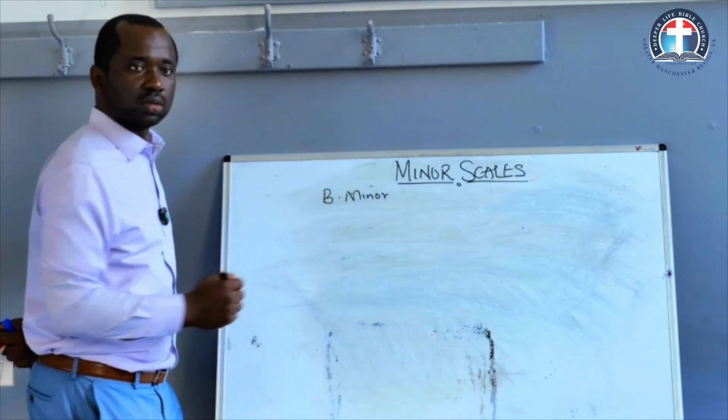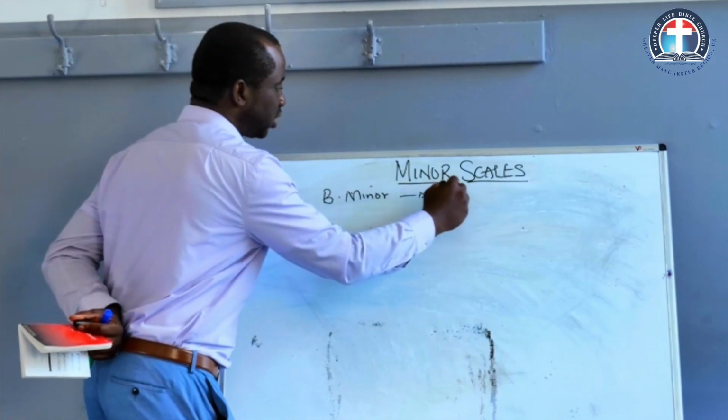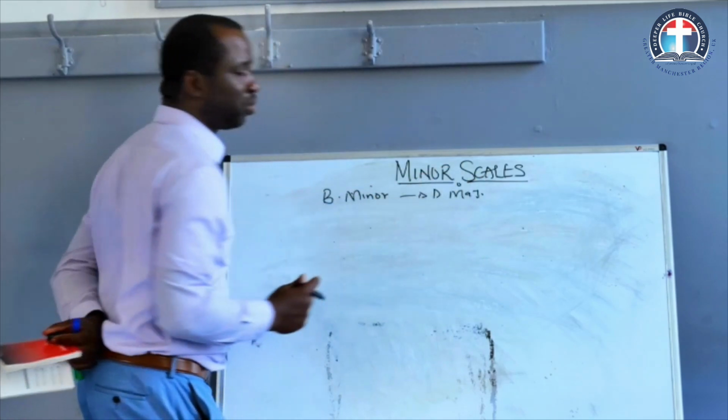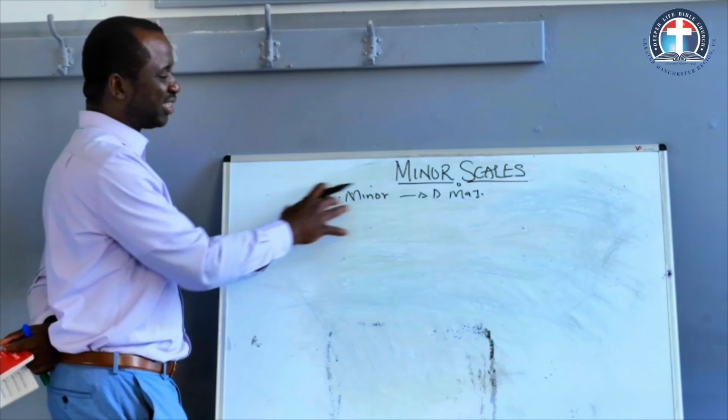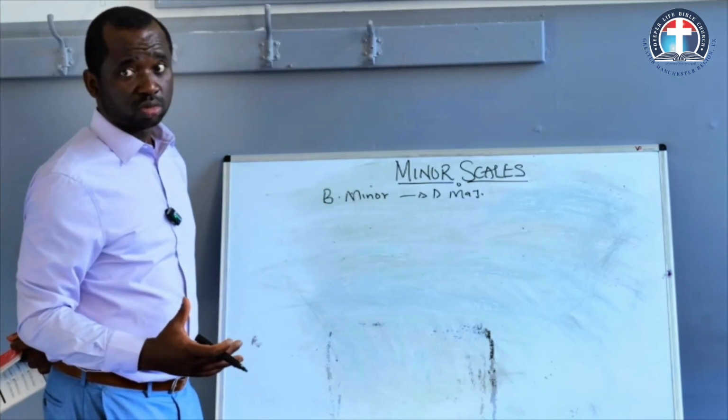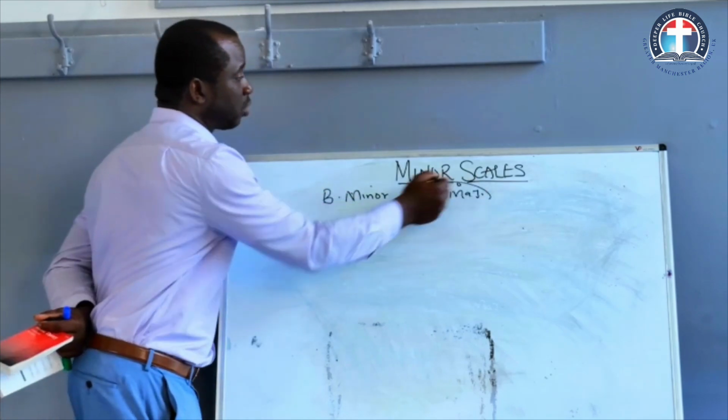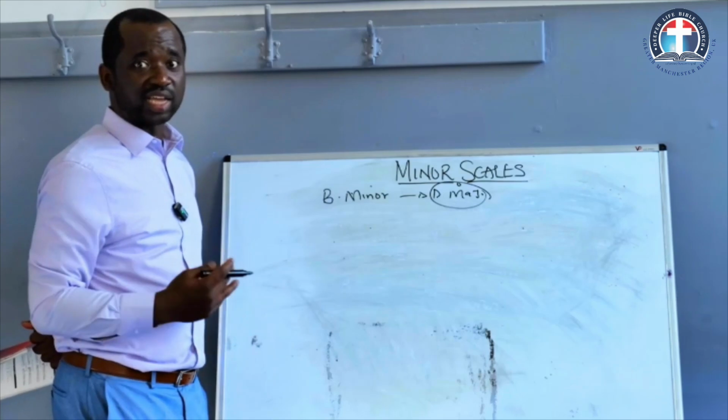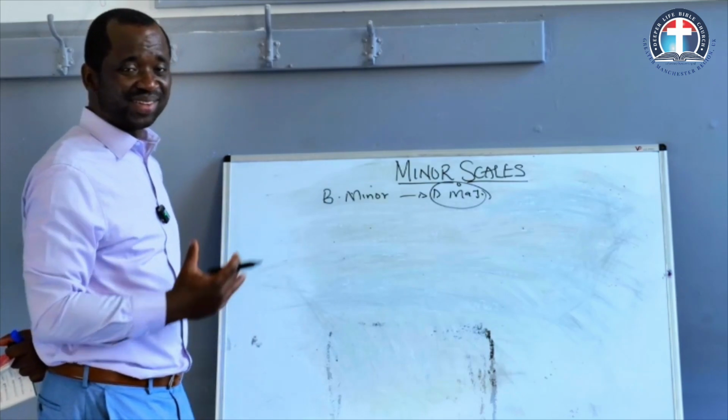B minor, which is D major in terms of relative, right? So if I ask you to write the scale of B minor, you may struggle. But what I'll do first is I'll go and write the scale of D major. At least I know that one. You understand? I don't need to start.